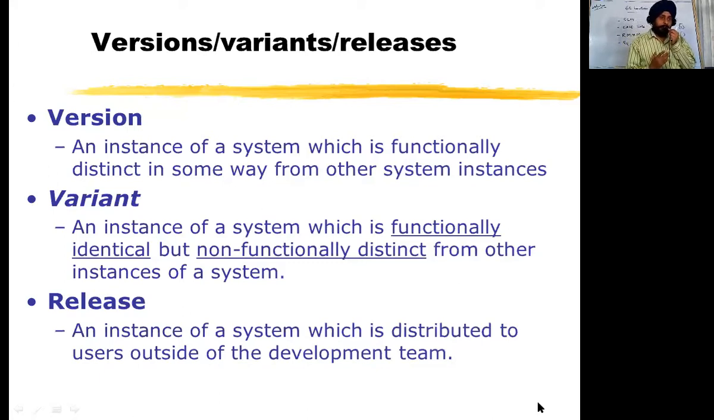So what is a variant now? An instance of a system which is functionally identical, yet non-functionally distinct from other instances. If there is a difference between instances on the basis of functionality, then it is known as a version. But if the functionality is the same but it differs in some non-functional parameters, then it is known as a variant. And what is a release? An instance of a system which is distributed to users outside of the development team, to team members who are not included in the development team. Next.